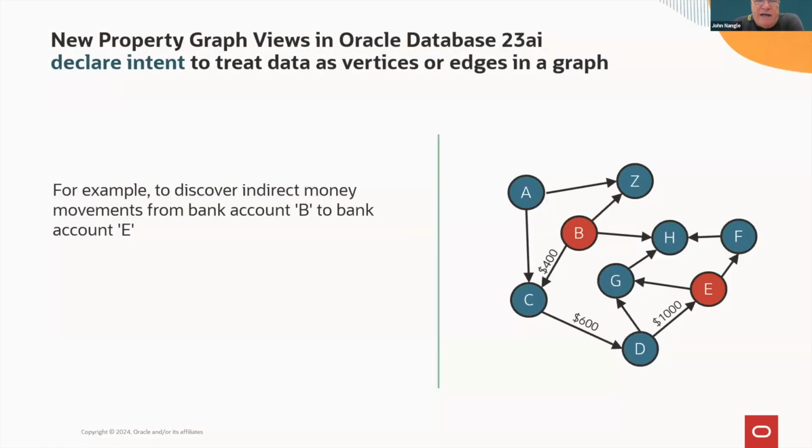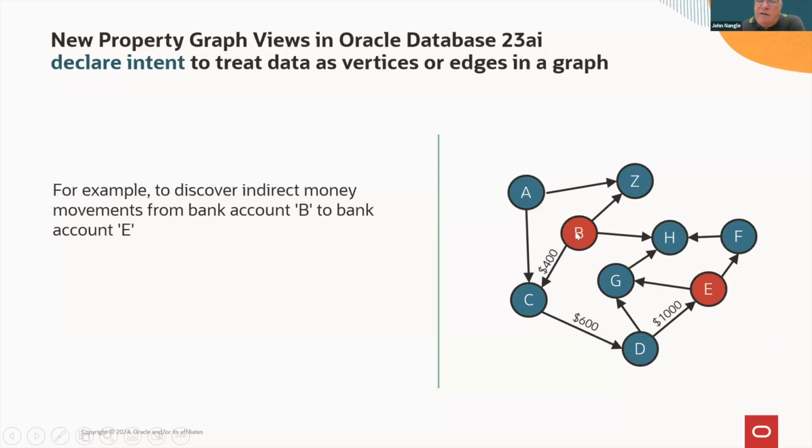The next thing that we've enhanced is the property graph functionality in the database. So again, a lot of data can be represented as graphs. In this particular example, we have vertices, which are the round circles representing bank accounts, and we have edges, which are the bank transfers for money going from one account to another.